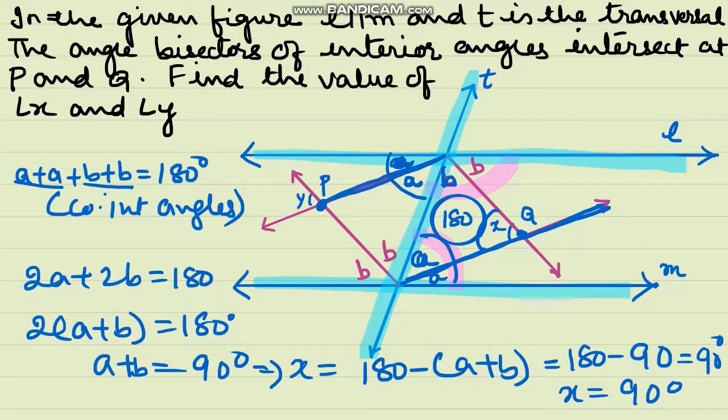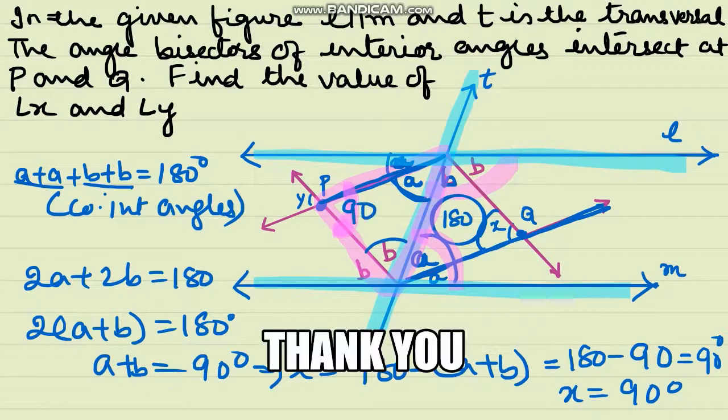So similarly children, if you see this part, here also you will get this value as 90 because you are having A here and B here. So this will be 180 minus (A plus B). So this will be 90. So Y will also be equal to 90 degree because Y is forming a vertically opposite angle here.